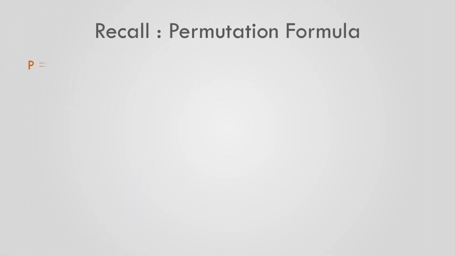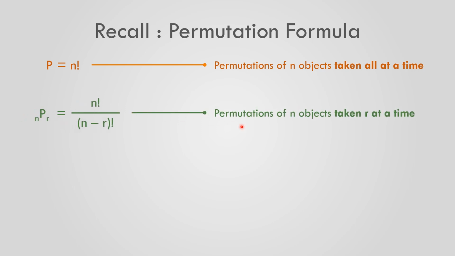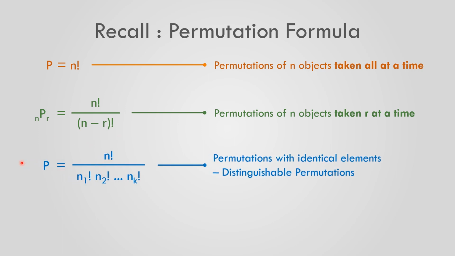Let us recall the different permutation formulas. Permutation of n objects taking all at a time: P equals n factorial. Permutations of n objects taking r at a time: n factorial all over the quantity n minus r factorial. Permutations with identical elements, that is distinguishable permutations: P equals n factorial all over n sub 1 factorial times n sub 2 factorial and so on, and n sub k factorial.